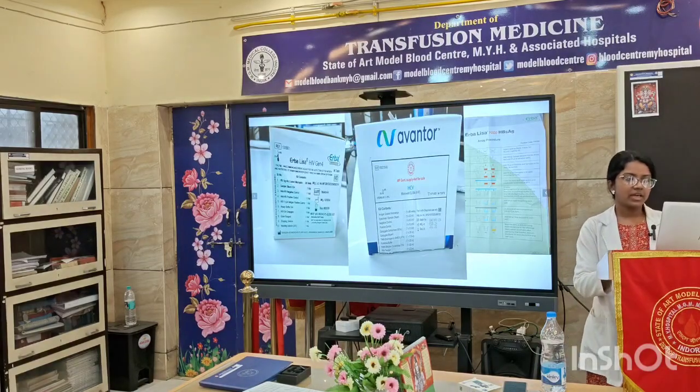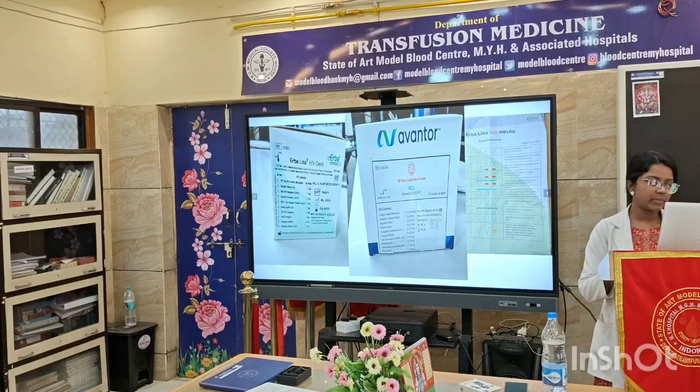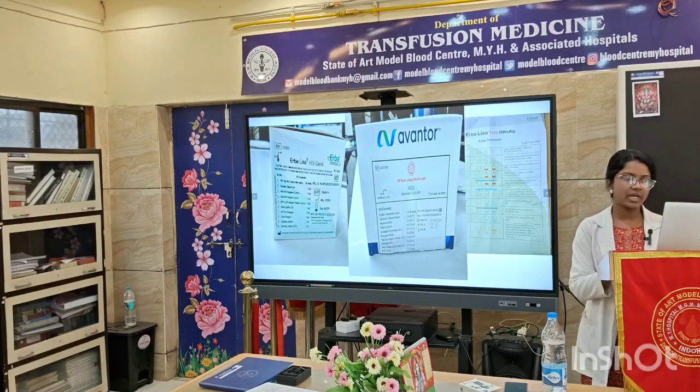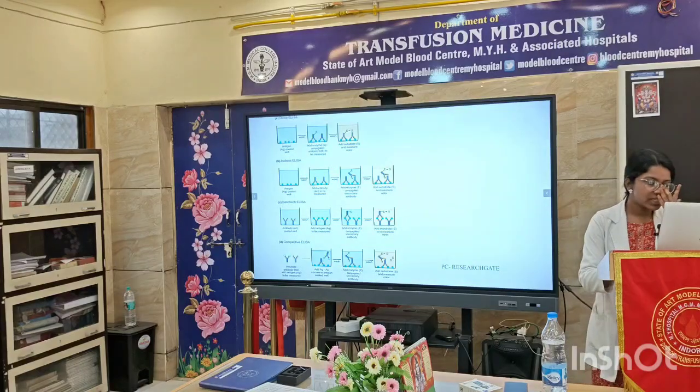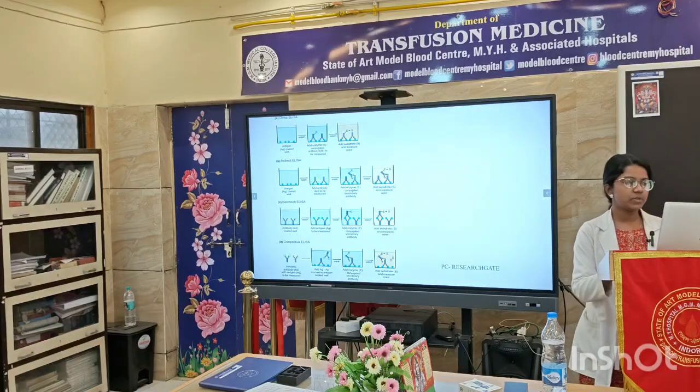So these are the ELISA tests which we use in our department. For HIV, we are using Herba ELISA. For HCV, we are using Aventar microbial ELISA. For HBsAg, we are using Herba ELISA. So this is an overview of the different types of ELISA.